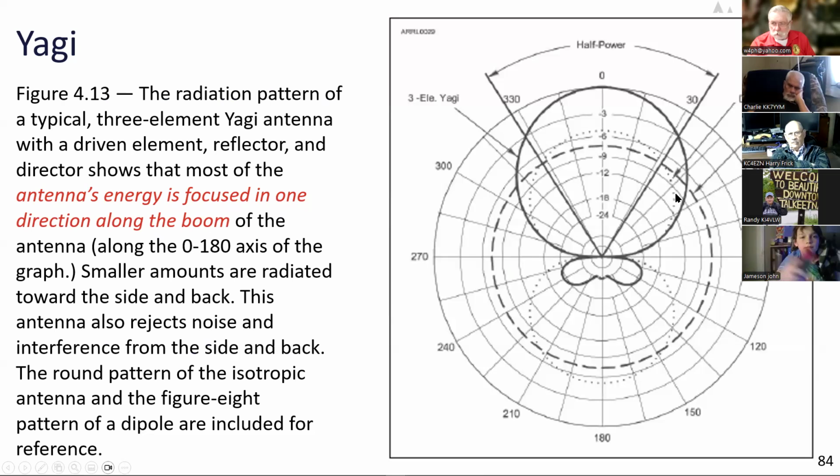Along the boom of the antenna, along the 0 through 180-degree axis of the graph. Smaller amounts are radiated toward the side and back. This antenna also rejects noise and interference from the side and the back. The round pattern of the isotropic antenna and the figure 8 pattern of the dipole are included for reference.